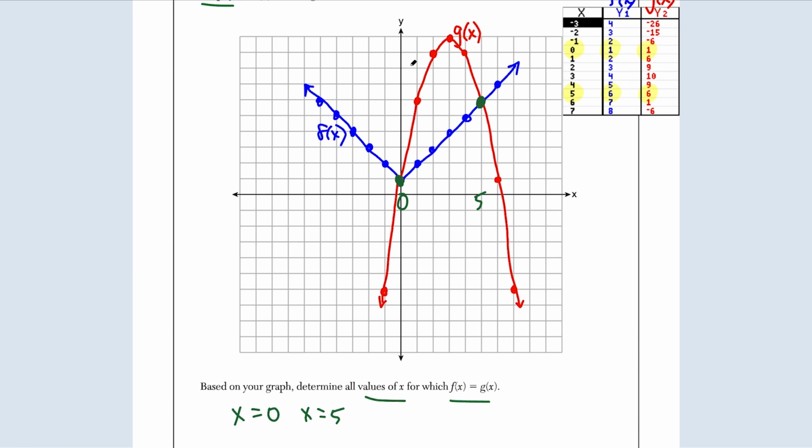And just know a few things here. I personally like to label the graphs here. We have f of x and g of x. And our table of values here does not have to be included for us to get full credit. So this would get us 4 out of 4.